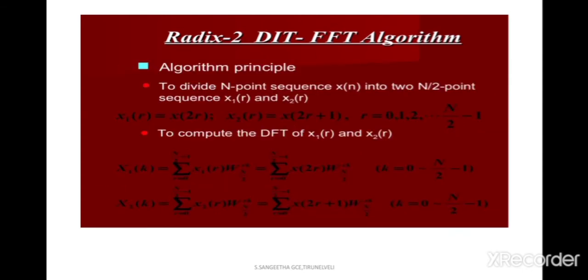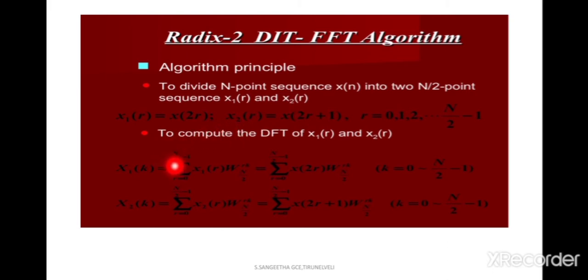Next, in the radix-2 DIT FFT algorithm, we have the algorithm principle. To divide the N-point sequence x(n) into two N/2-point sequences, we have x1(r) and x2(r). Here x1(r) is equal to x(2r) and x2(r) is equal to x(2r+1). Here r ranges from 0, 1, 2, up to N/2 minus 1.